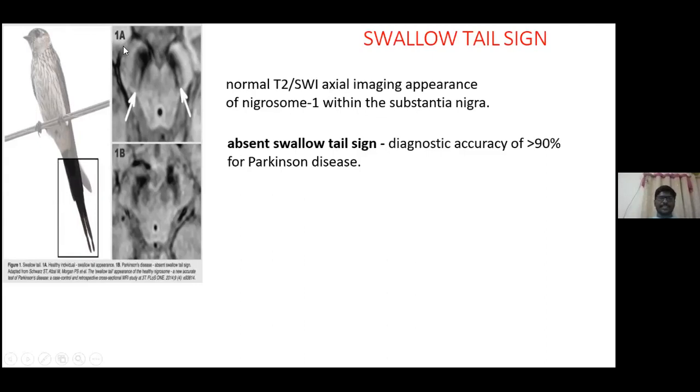Again, I am mentioning, this is the midbrain area. This is the tegmentum area. This is the cerebral peduncles. Here you are able to appreciate the tail. This is the swallowtail sign. Here you are not able to see this swallowtail sign. So this absent swallowtail sign is characteristic of Parkinson's disease.